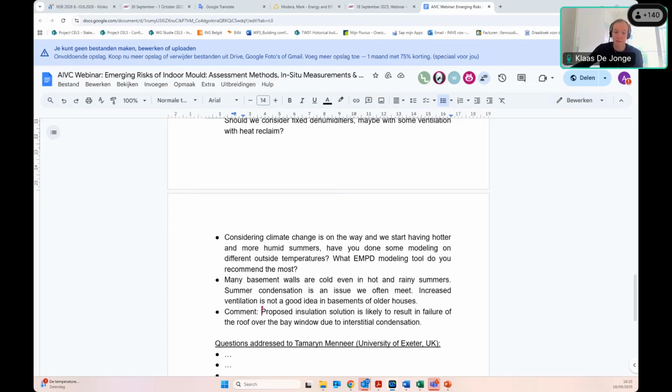Okay, we will have a look at it, I guess. So the comment is, just to be clear, that the solution that we propose will be an issue. I don't think it will, because we have one layer of OSB which will act as a vapor retarder in this case. Okay.